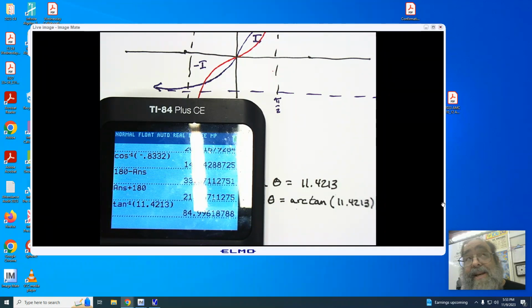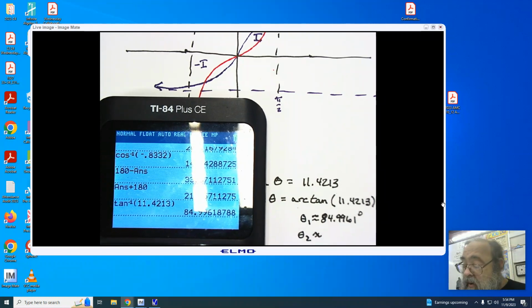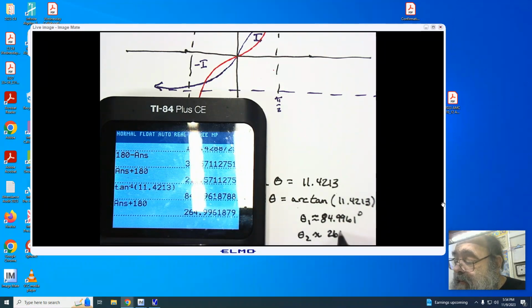In order to find the next value or the second solution, remember this is my first solution, and this is approximately 84.9961 degrees. To find the second solution, all I have to do is add 180. It's already a positive reference angle, and in the third quadrant, it's 180 plus theta prime. So by adding 180, we get our second solution, 264.9961 degrees. And we're done.